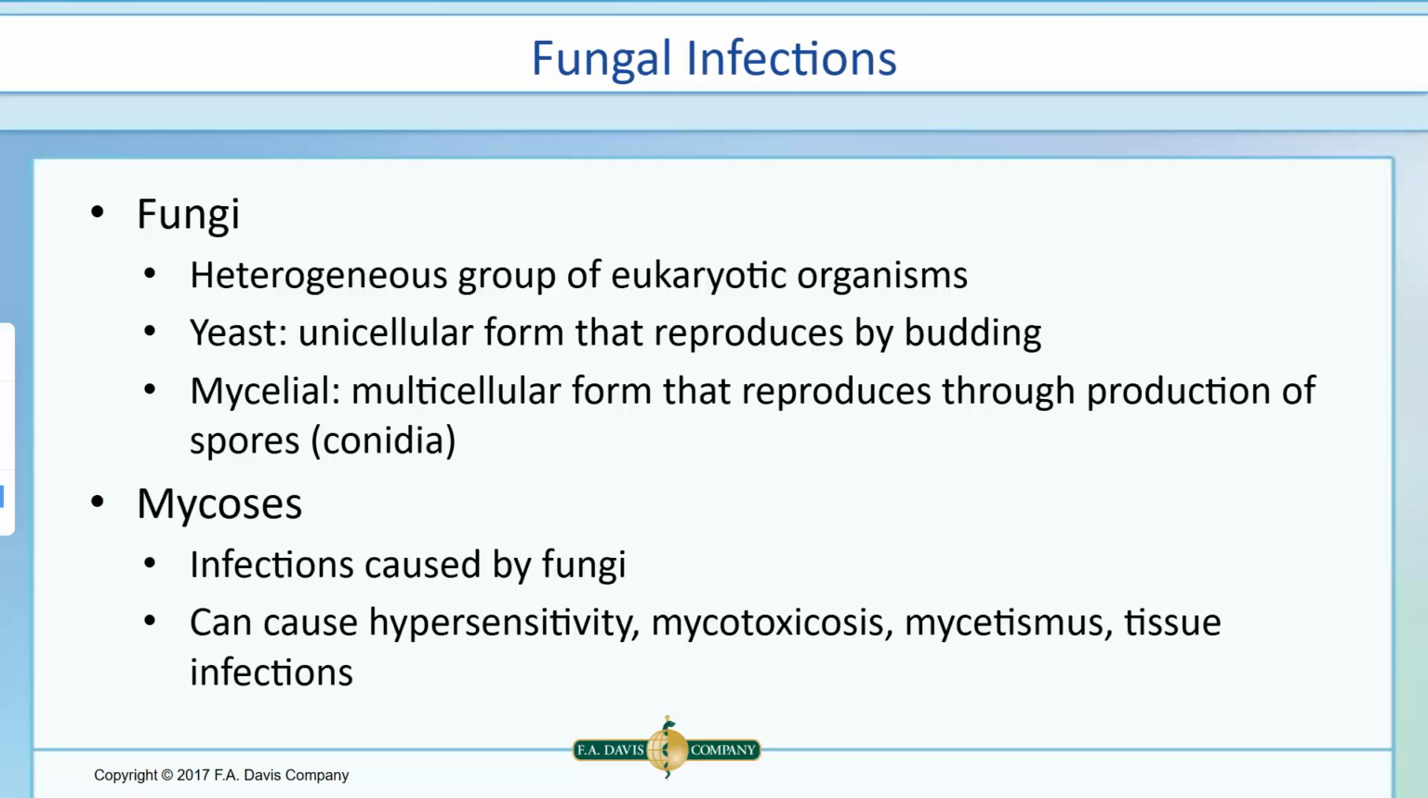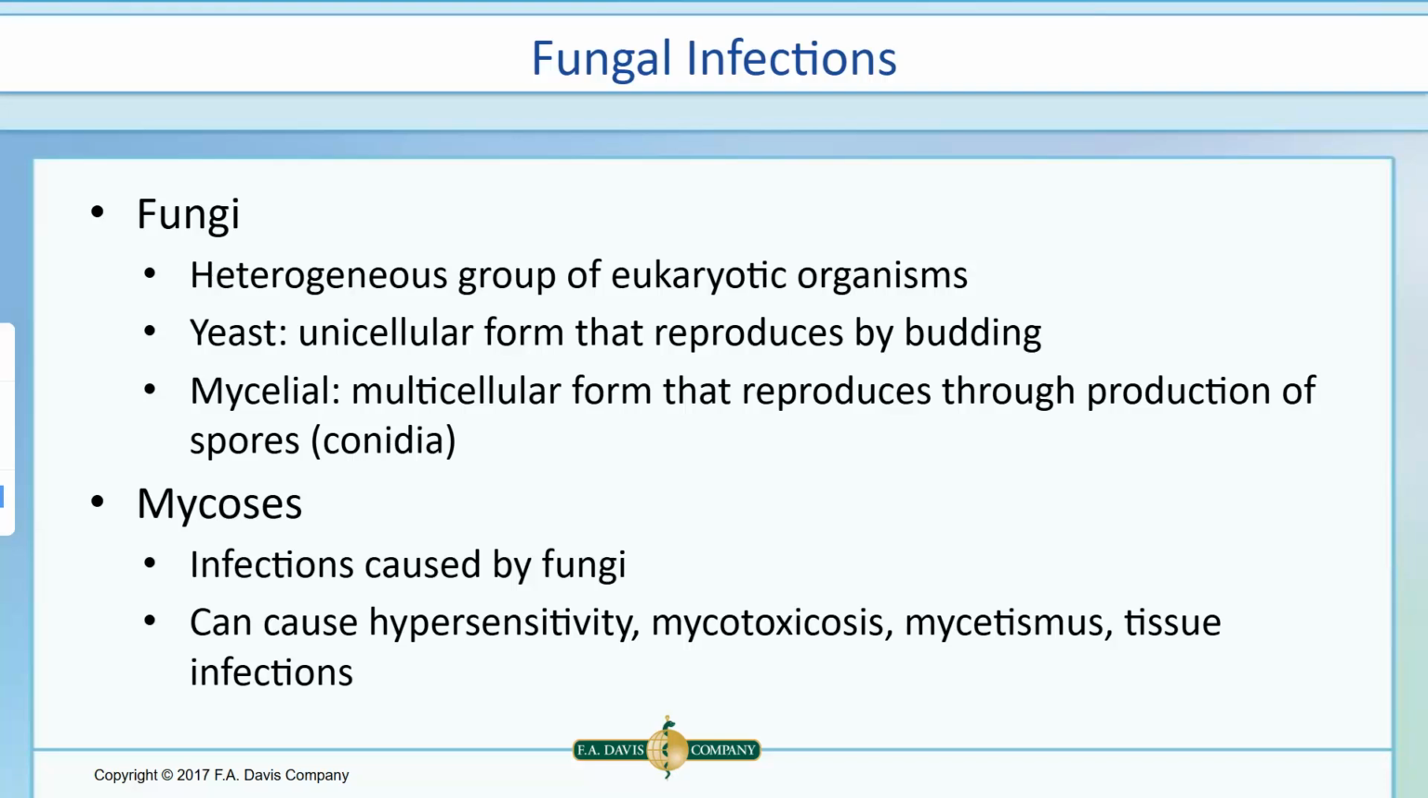Fungal infections. Fungi are a heterogeneous group of eukaryotic organisms. They include yeast, unicellular forms that reproduce by budding, and mycelial forms, which is the multicellular form that reproduces through the production of spores or conidia. Mycoses, that's the scientific term for a fungal infection. Those are infections caused by fungi.